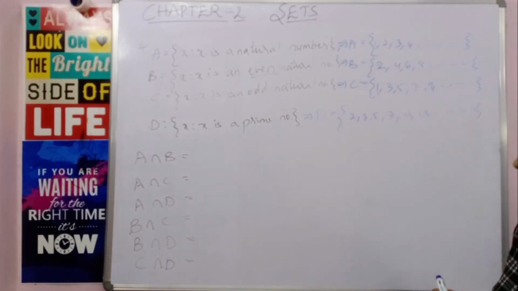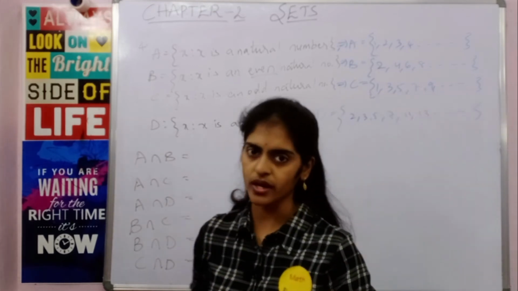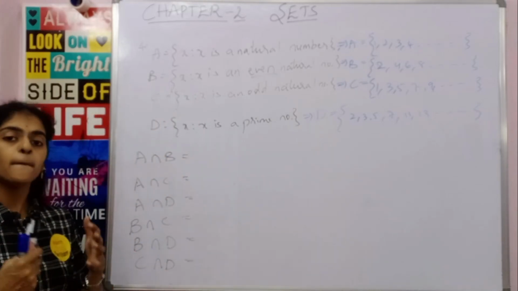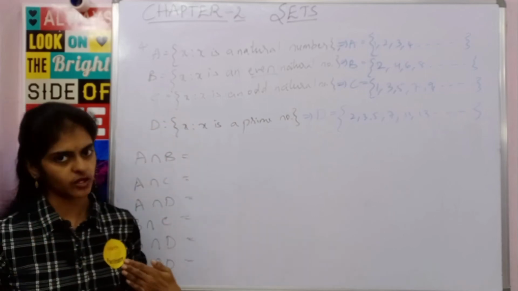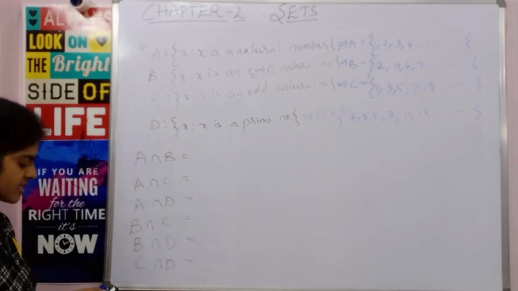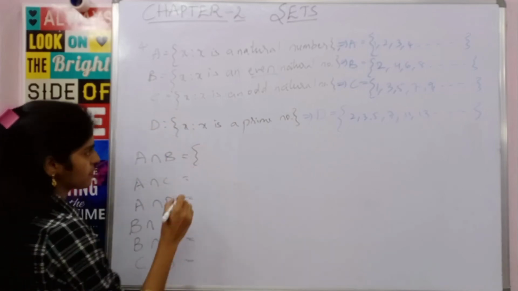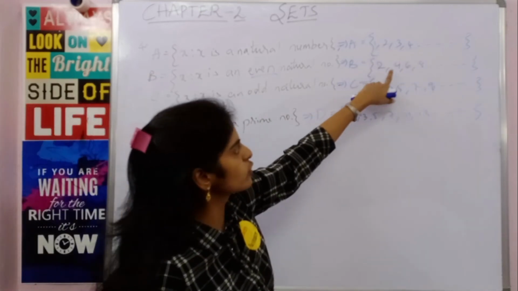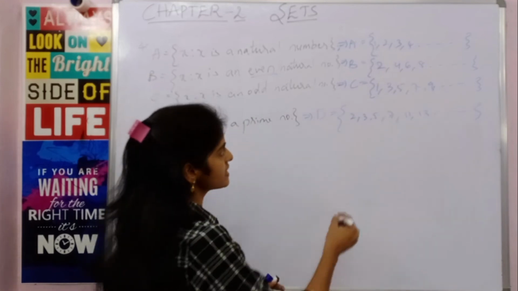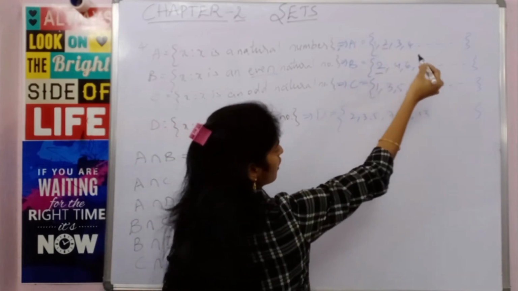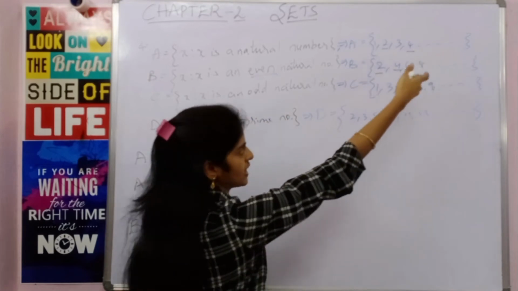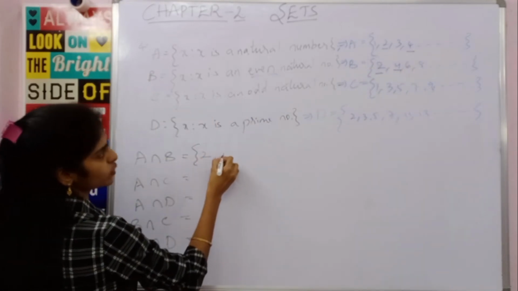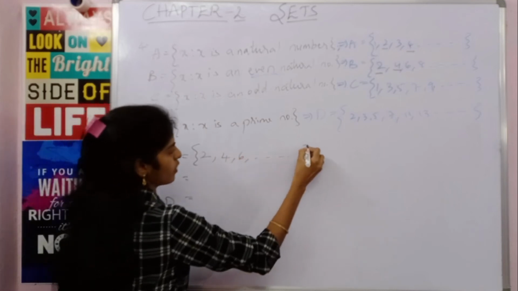Now let us find A intersection B. What is intersection? Intersection is nothing but you will take only the elements which are present in both A as well as B. Only the common elements you will consider. Now let us write A intersection B. Here in A you see the elements are 1, 2, 3, 4 and so on. Here you have 2, 4, 6, 8. Now what are the common elements? 2 is common, and 4 is common. Similarly 6 will be common. So A intersection B is nothing but 2, 4, 6 and so on.